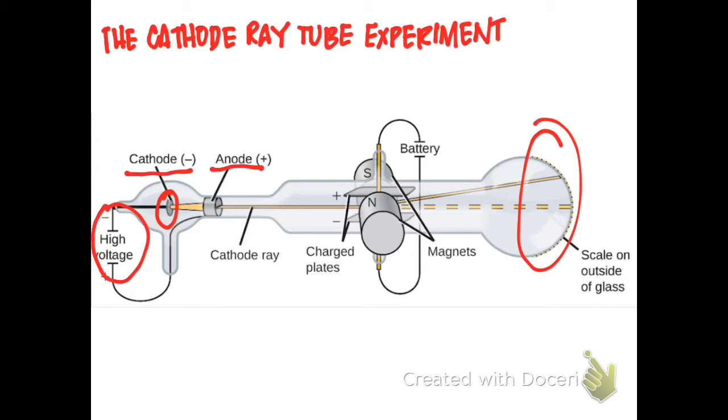Now, in order for J.J. Thomson to test the properties of the particles, he placed two oppositely charged electric plates around the cathode ray. So there's the positive and there is the negative one. The cathode ray was deflected away from the negatively charged electric plate towards the positively charged electric plate. This indicated that the cathode ray was composed of negatively charged particles, hence the discovery of a subatomic particle which he called the electron.